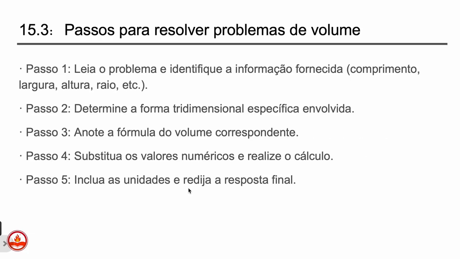When solving a problem, we have solving steps. Let me show you 5 steps. First, read carefully. Find what is given, like length, width, height, and radius. Second, identify the shape. Third, write the correct formula. Fourth, put in the numbers and calculate. And the last step is write the unit and answer.